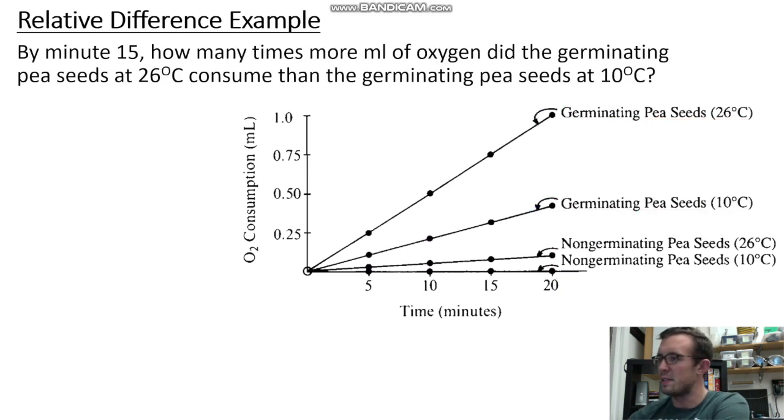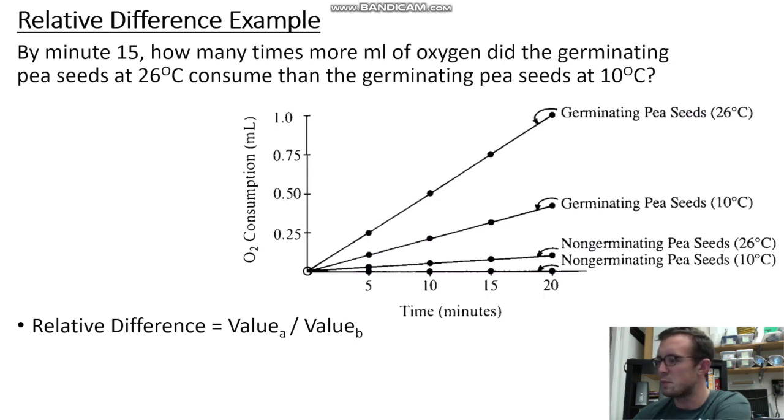Our next example that's asking for relative difference looks at first very similar to the last problem. It asks, by minute 15, how many times more milliliters of oxygen did the germinating pea seeds at 26 degrees Celsius consume than the germinating pea seeds at 10 degrees Celsius? But the main difference here is that instead of asking just how much more oxygen did one group consume than the other, it's asking how many times more oxygen. And so it's asking for the relative difference.